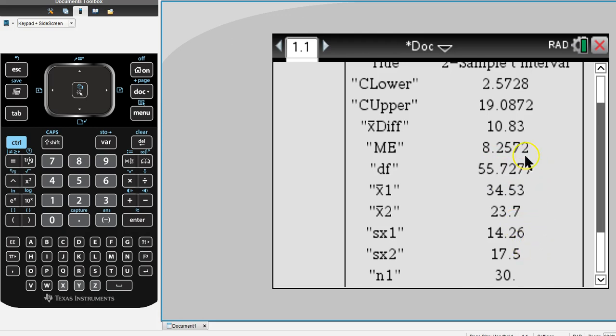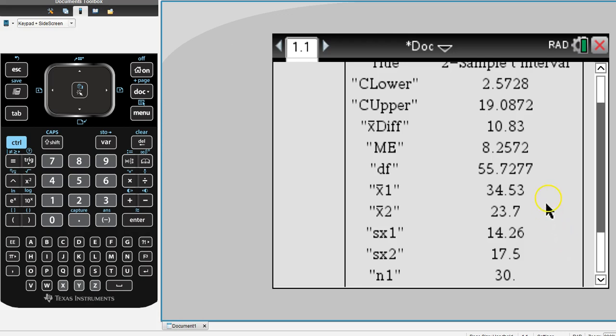So you're going to say in your write-up, it's going to be 10.83 plus or minus the t critical value with 55.7277 degrees of freedom. You do not actually have to calculate what that t value is. It's okay just to put in t and then write down this degree of freedom. And then times the square root of 14.26 squared divided by 30 plus 17.5 squared divided by 30. So you're going to be doing the standard error.